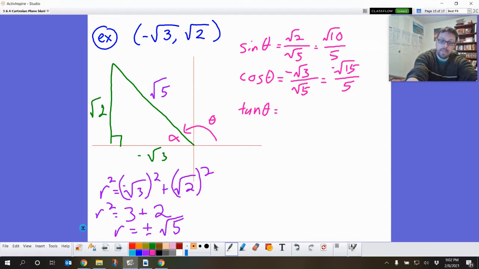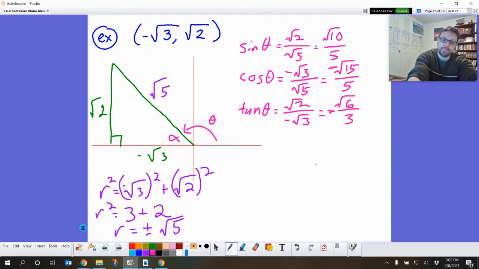Tangent of theta is going to be opposite over adjacent, so that's going to be the square root of 2 over the negative square root of 3. Multiply top and bottom by that square root of 3, we get the square root of 6 over 3, still negative. It seems like sine was positive, but the other two are negative.